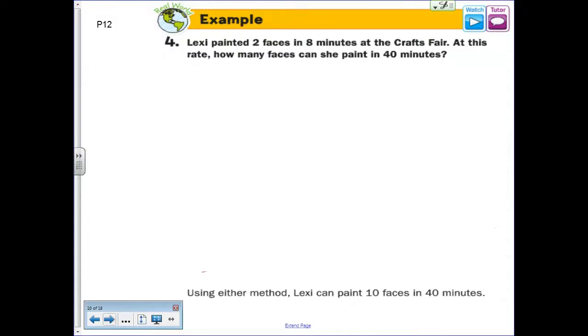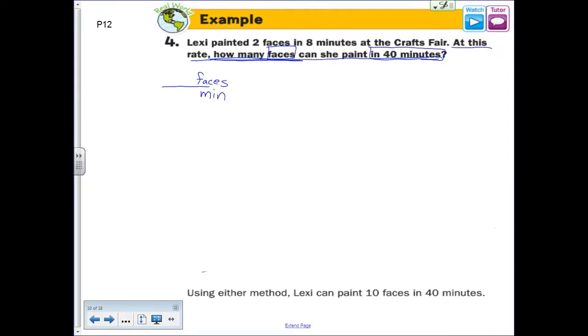It says, Lexi painted 2 faces in 8 minutes at the craft fair. At this rate, how many faces can she paint in 40 minutes? So, again, because these are all word problems, we need to make sure that we're finding what we're looking for. It's, at this rate, how many faces can she paint in 40 minutes? So we're actually looking at faces per minute. So when we set up our ratio, it's got to be faces on top and minutes on the bottom.